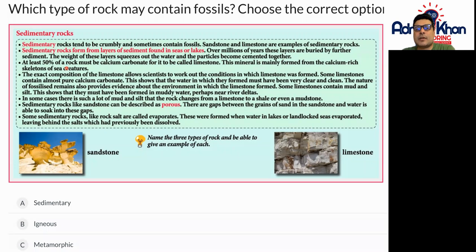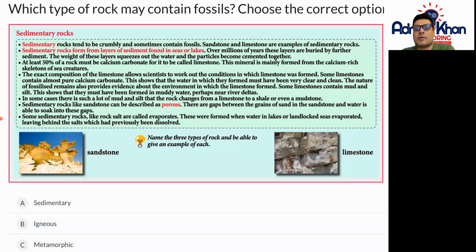At least 50% of a rock must be calcium carbonate for it to be called limestone. This mineral is mainly formed from the calcium-rich skeletons of sea creatures. The exact composition of the limestone allows scientists to work out the conditions in which limestone was formed.